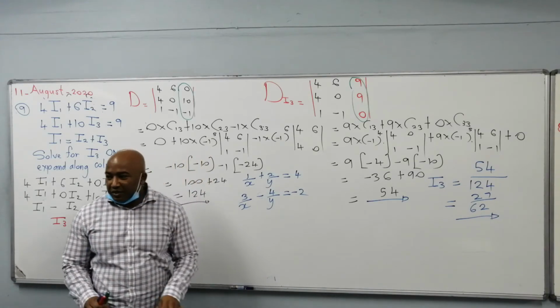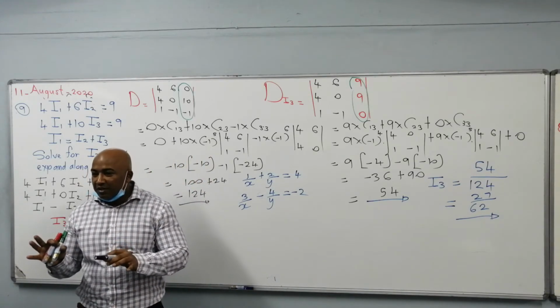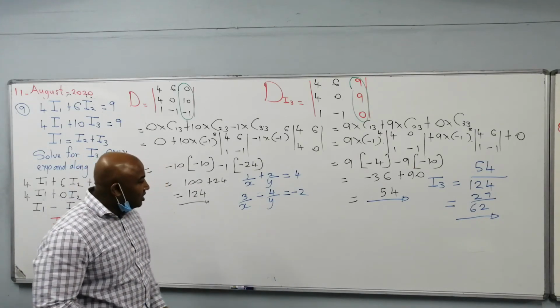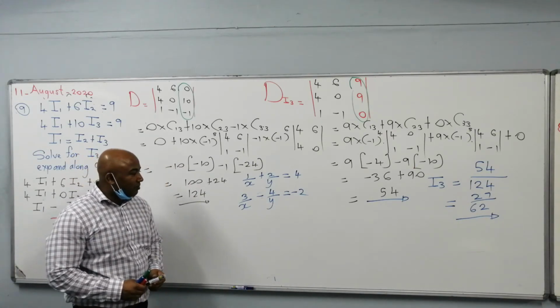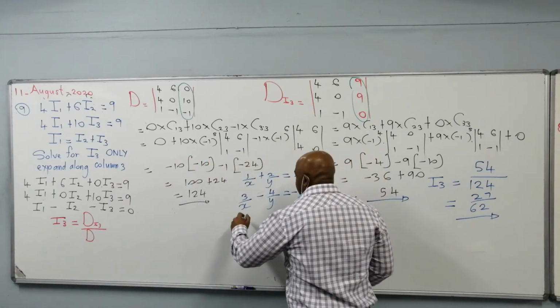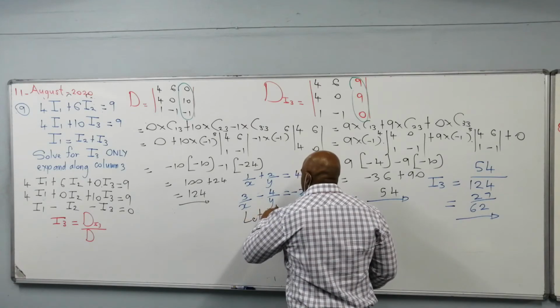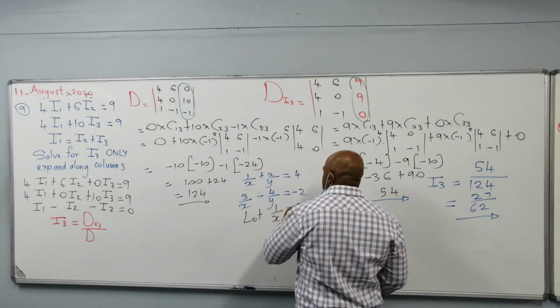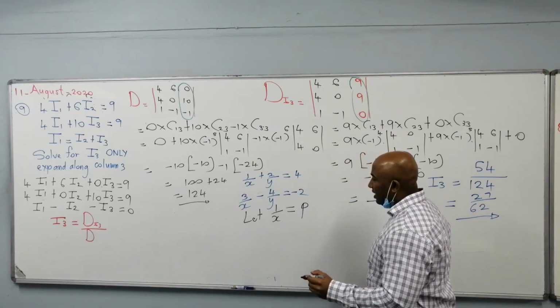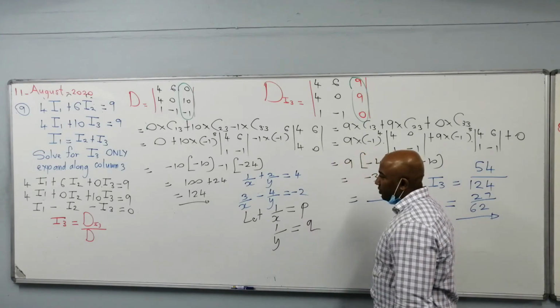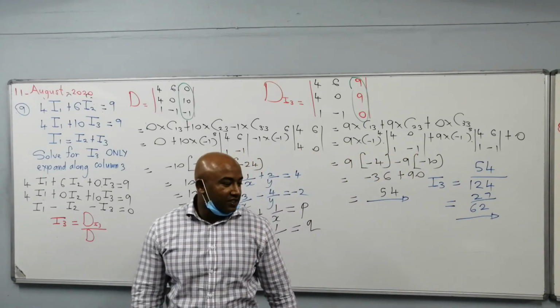It's an unusual type of question. So what do we do with unusual stuff? We always use a substitution. Remember, we're using k substitution in N3. There's nothing stopping you from using a substitution here. So in a case like this, what would you do? You can let 1 over x equal to, let's call it p, and 1 over y equal to q.